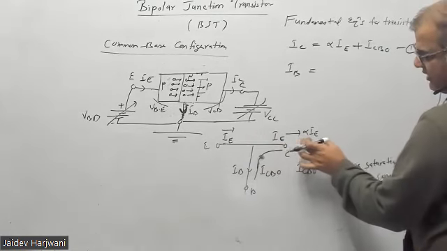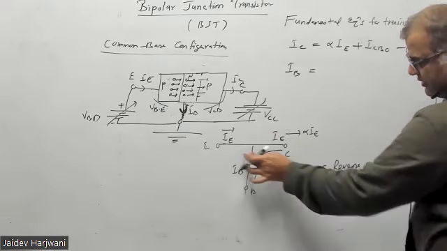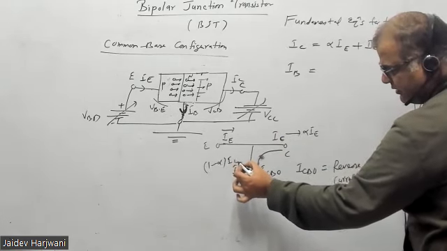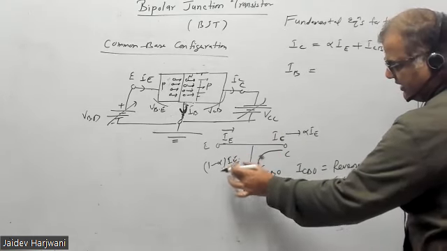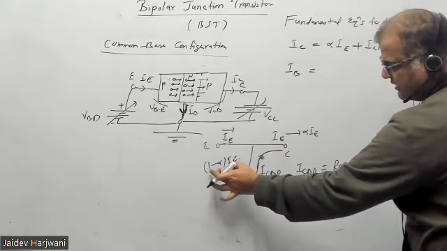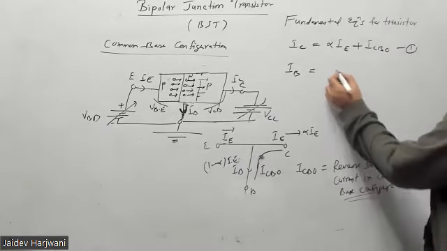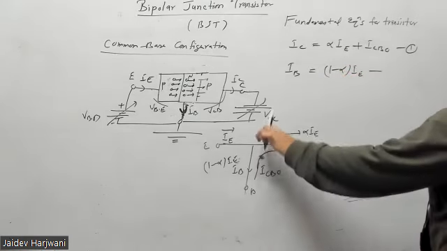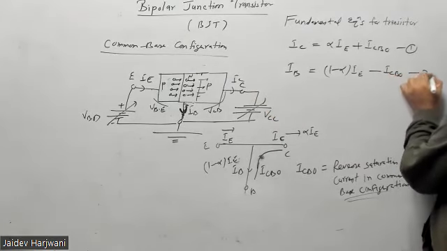Is IE, alpha IE and IC. Out of IE, alpha IE comes here. The remaining will go here. How much? 1 minus alpha IE. Yes or no? The total current is IE. Out of IE, alpha IE has gone here. The remaining 1 minus alpha IE will go down. So my IB is equal to 1 minus alpha IE minus ICBO, because IB is down. This is my equation number 2.